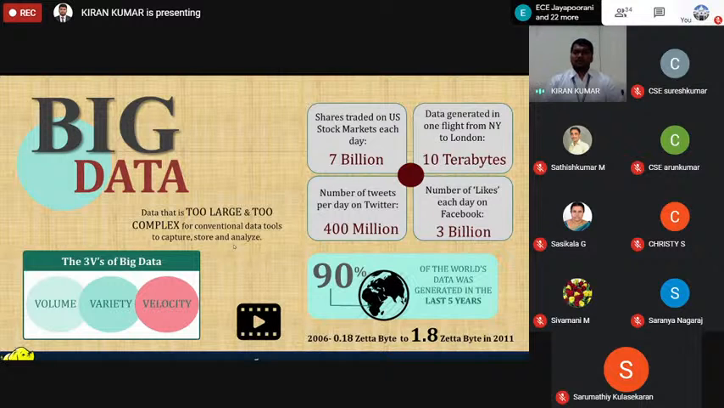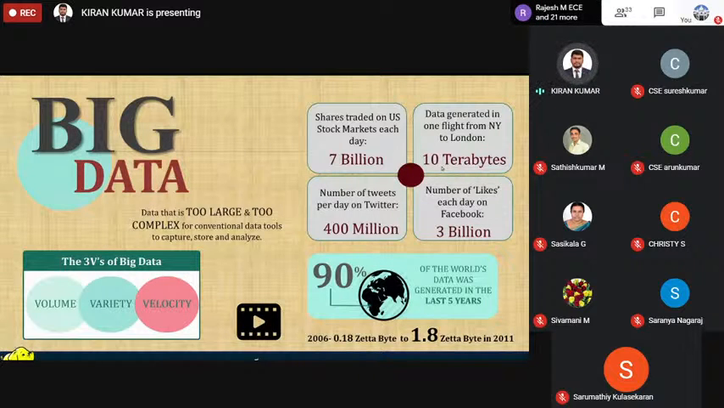So to describe this big data, I come up with 4 examples here, as you can see. One of the examples: share trades on the US stock market exchange generate 7 billion data every day. And here you can see another source, an international flight. A single flight which flew from New York to London generates 10 terabytes of information. Just calculate how many flights run every day between countries, between cities, and between states also.